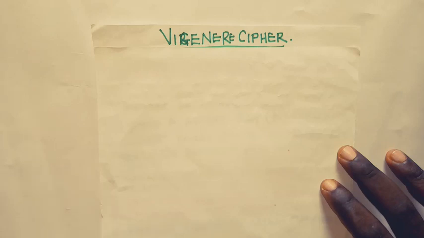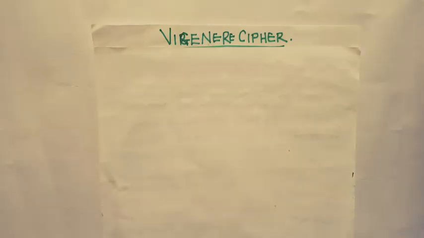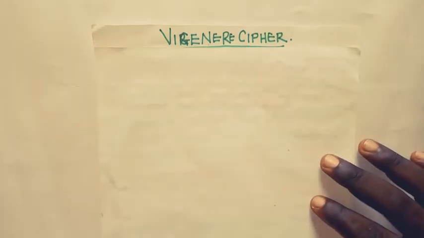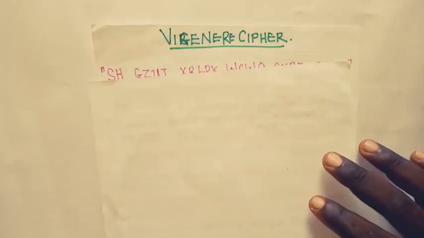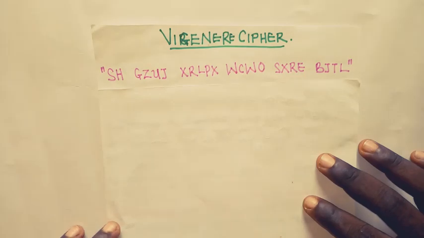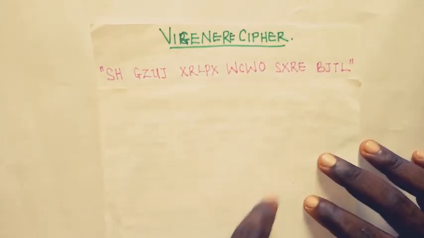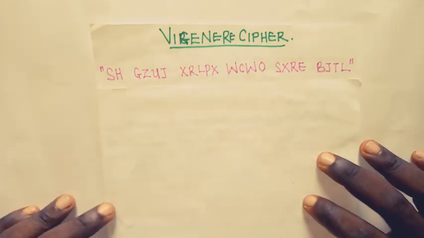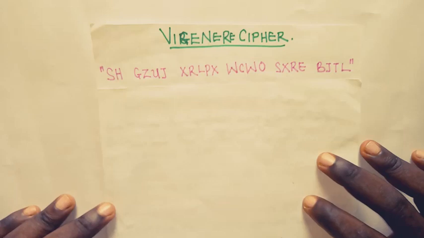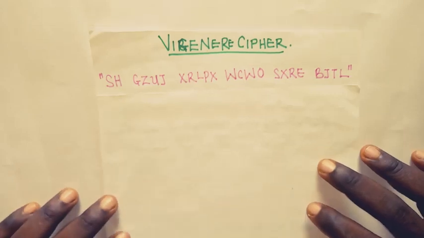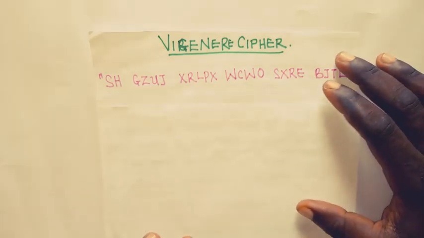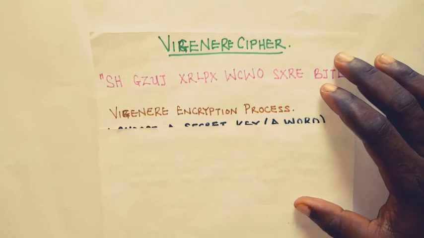Vigenere Cipher is another interesting one. Let's go. So, suppose that we have this gibberish. I don't know what it means actually, and I'm actually hoping that some of you will be able to figure it out after watching the process of Vigenere Cipher. So we have to look at the encryption process.